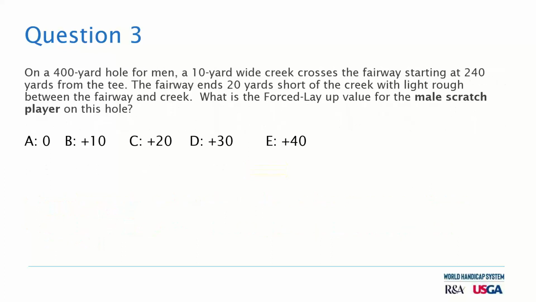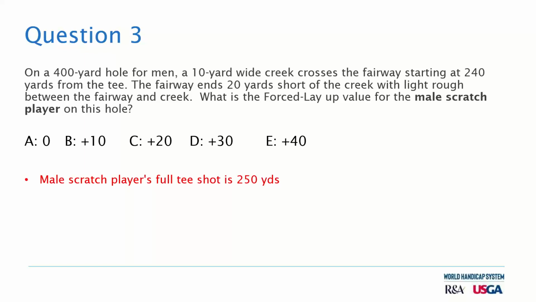All right, question 3. On a 400-yard hole for men, a 10-yard wide creek crosses the fairway starting at 240 yards from the tee. The fairway ends 20 yards short of the creek with light rough between the fairway and creek. What is the forced layup value for the male scratch player on this hole?